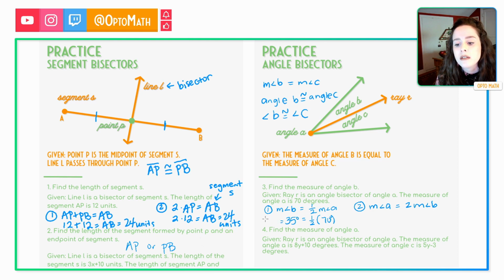So the measure of angle B is 35 degrees. Let's do it this second way as well. The measure of angle A is 70 degrees. So it's got to be equal to twice the measure of angle B. Well, we would have to divide both sides by 2 because the measure of angle B is just a variable. And half of 70 is 35. So two different ways to think about it, two different ways to solve, and either way works.